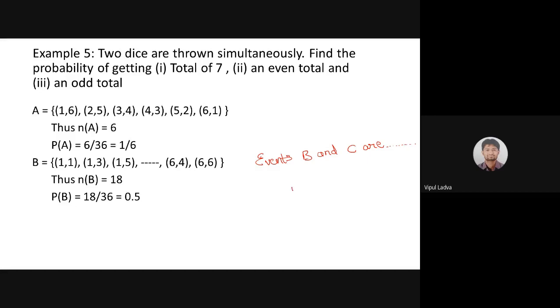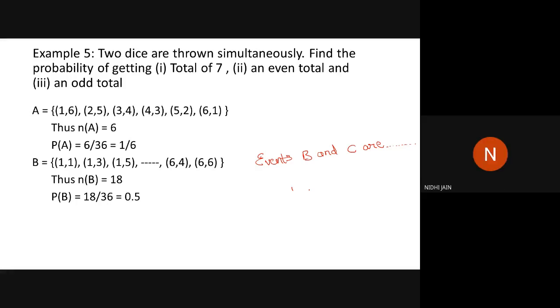Can you give me some comment? Events B and C are known as... So the value of C is 1 minus P of B. Okay, if the value of C is 1 minus P of B, then both those events will be known as... Go ahead. Sir, likely events.